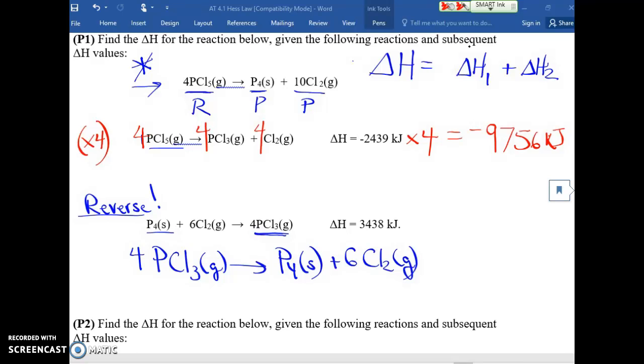Now, it's very important, my friends, that you do this. Once you reverse this, you need to cross out the original, or else you get very confused. Also, Miguel correctly said, I need to reverse the sign of this. In other words, I have to multiply whatever this is by negative 1. Negative 3438.